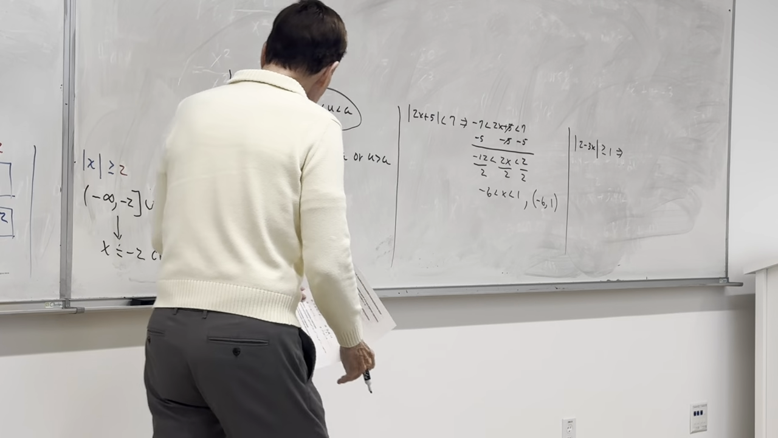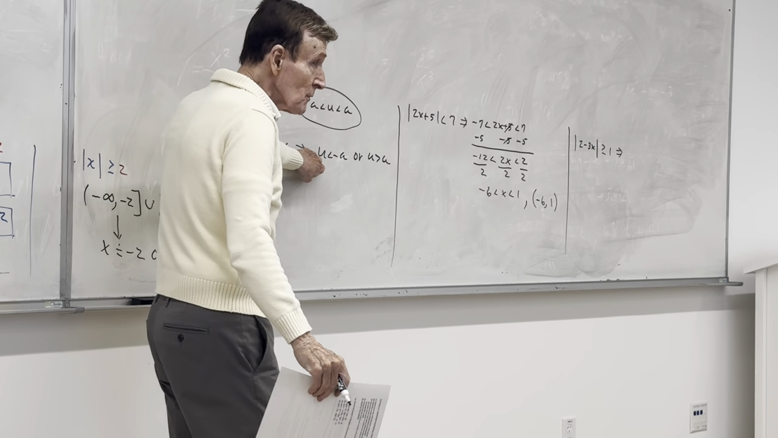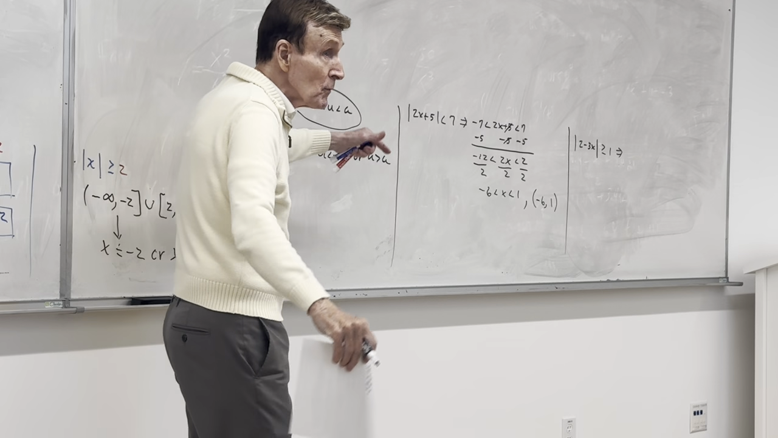Maybe negative 3 is negative 1. Okay, let's use this right here. U is less than negative A. What does that look like in my case?